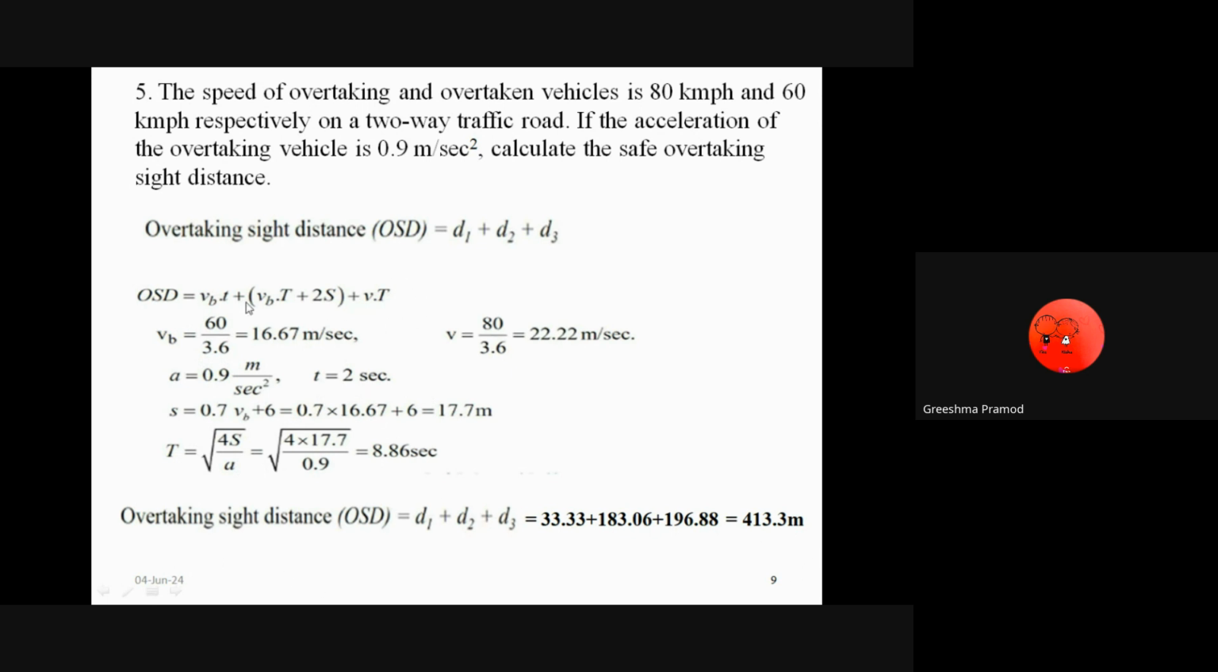So you have to write the whole formula like this. Find all those values which are necessary, and write it like this. So here the value is 413.3 meter. Okay, please take a screenshot if needed. So this is how we find OSD.